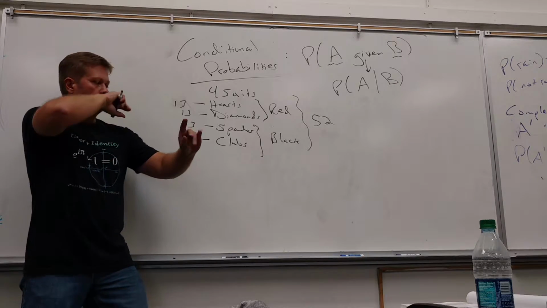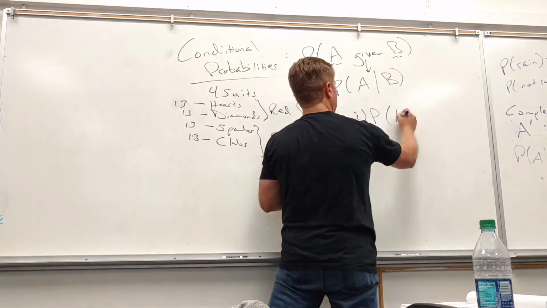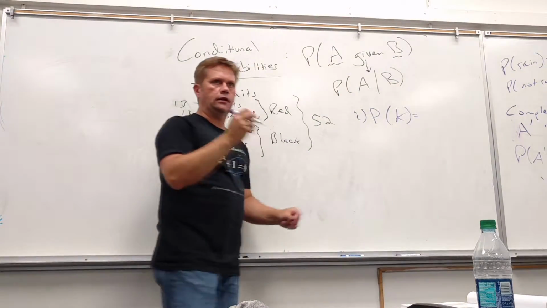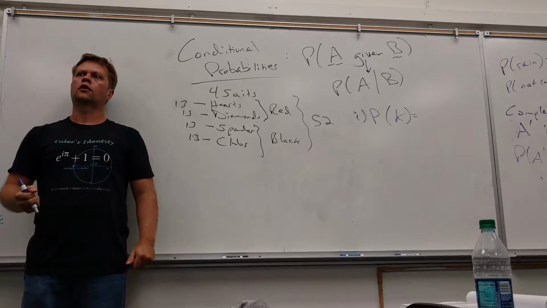All right. So tell me this. What's the probability that if I picked one card from a deck of cards, I would get a king? What's the probability that I would get a king? 4 out of 52. I love it.